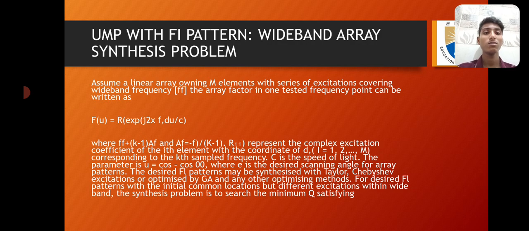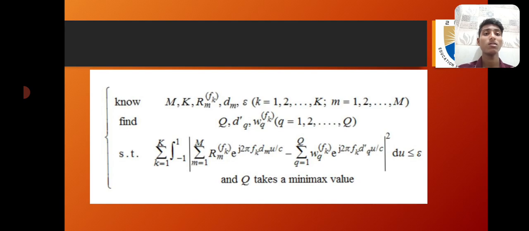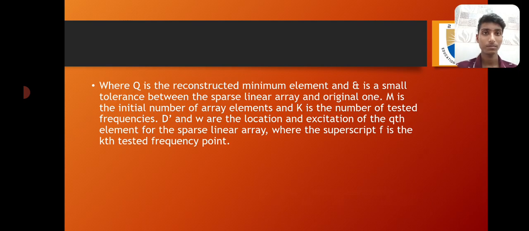Within the band, the synthesis problem is to search for the minimal system, and there is the equation for that, where Q takes a minimax value. Here Q is the reconstructed minimum element number, and epsilon is a small tolerance between the sparse linear array and the ordinary one. M is the initial number of array elements and K is the number of tested frequencies. d and v are the location and excitation of the qth element for the sparse linear array, where the superscript k is the kth tested frequency point.